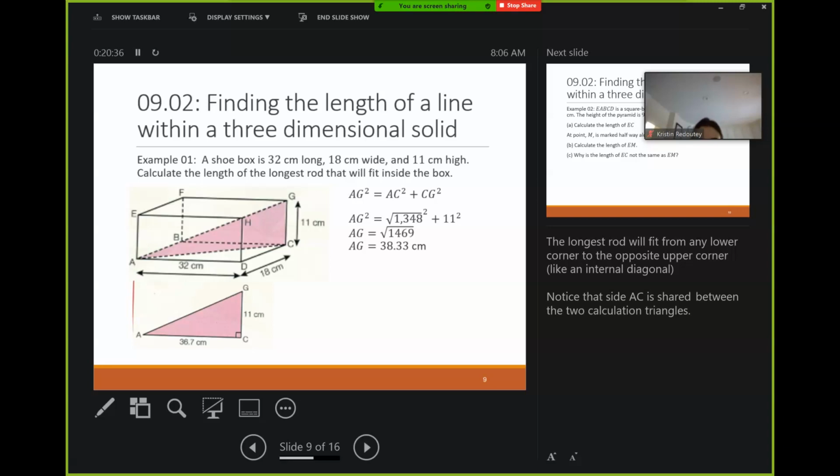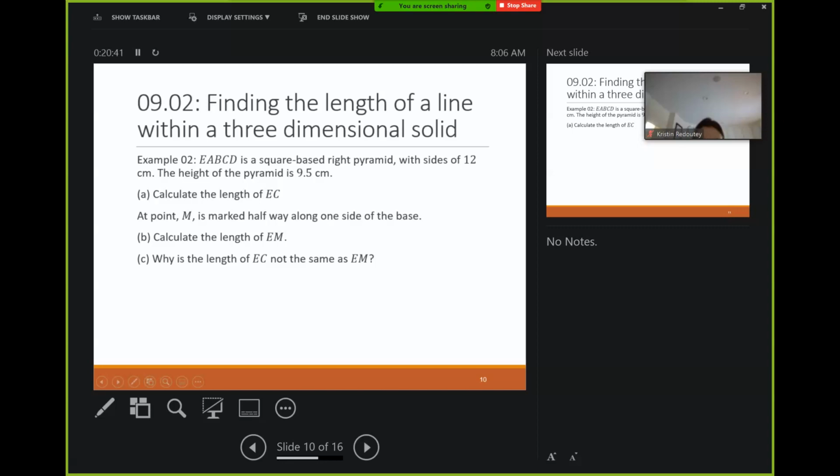Everybody's okay so far? We'll go and do another example. So let's say we have EABCD is a square-based right pyramid where the sides of the square are 12 and the height of the pyramid is 9.5. We're going to calculate the length of EC, and then at a point M, that's the midpoint along one side of the base, we're going to calculate the length of EM, and then discuss why EC and EM are not the same length.